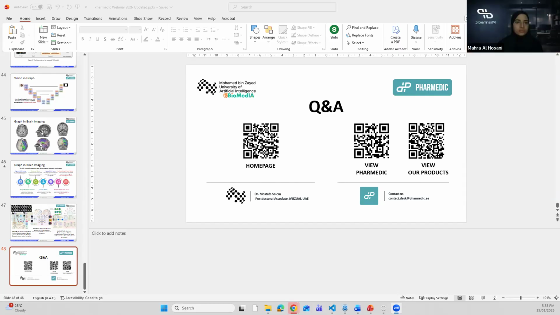So what we are trying to do now in our research, and maybe we can collaborate with Pharmedic in this one, is to use precision medicine. So we want to prescribe a drug for a disease like multiple sclerosis, for example, based on the genetic information of that person. It may work with this person, but may not work with another person based on their genetic variant. So this will save a lot of money.